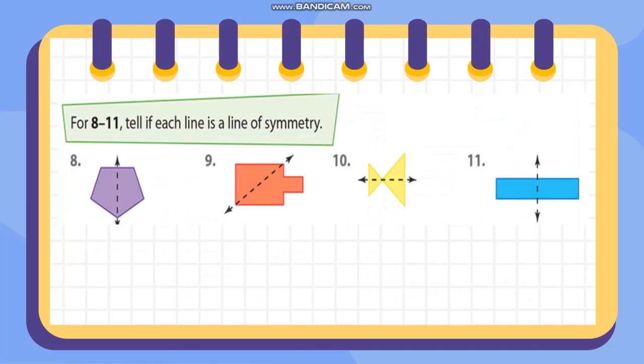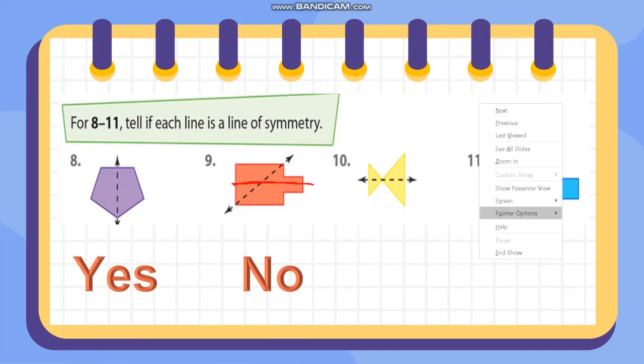Next, question number 8. Tell if each line is a line of symmetry. Again, when we say line of symmetry, when you fold an object or when you cut an object, it should be the same. There is no difference. So number 8, when you put a line of symmetry at the center, yes, it is a line of symmetry. Number 9, is the line a line of symmetry? The answer is no. The line of symmetry must be here to make it identical, or to make it the same. So that is no.